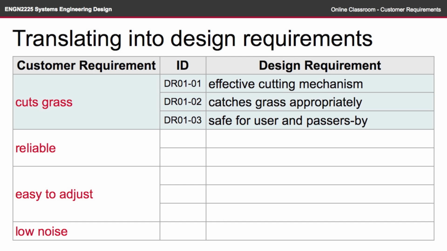I've created 3 design requirements for that one, and notice that I've got an ID column that clearly states which design requirement we're talking about. This is really important for when you go on further into your project and you start tracking the design requirements. So cuts grass, when translated to a design requirement, could mean effective cutting mechanism, that it catches grass appropriately, and that it's safe for the user and for passers-by.